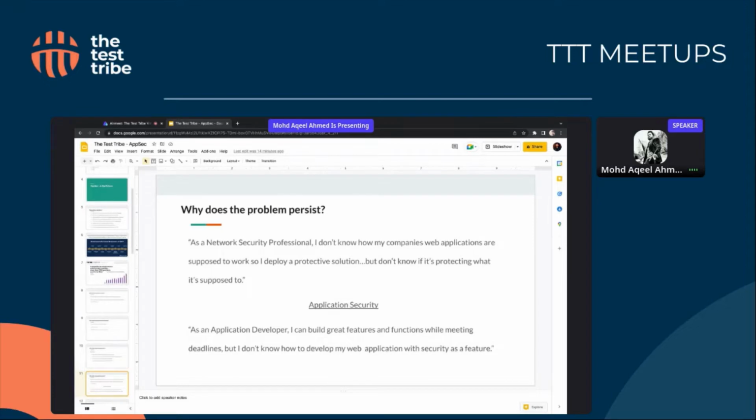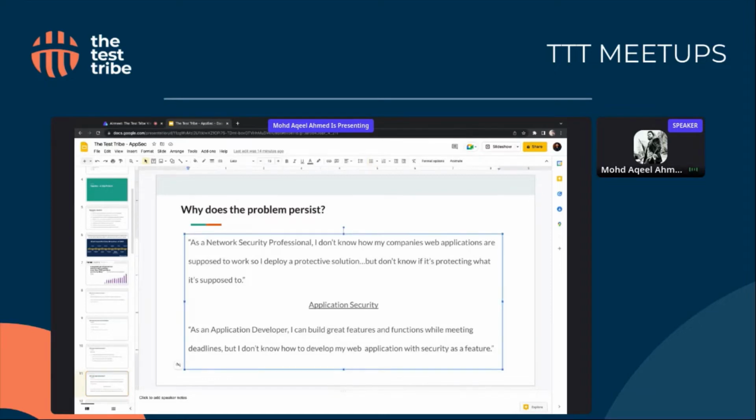I've just taken these quotes, to show how a network professional responds and how a developer responds. So if you see him, he says, I don't know how my company's web applications are supposed to work, so I deploy a protective solution, but don't know if it is protecting what it is supposed to. This is the position of network security professionals who are good on the network and are on the job of deploying IDS and IPS systems. But they don't understand how exactly it's going to protect the web applications.